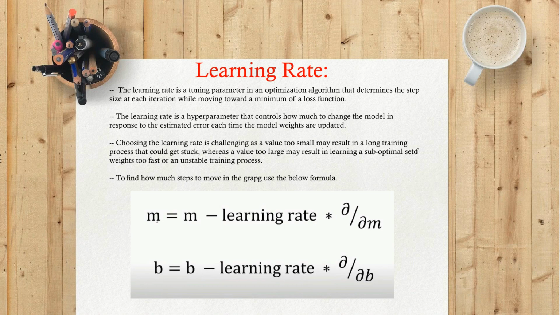Choosing the learning rate is challenging, as a value too small may result in a long training process that could get stuck, whereas a value too large may result in learning a suboptimal set of weights too fast, or an unstable training process. To find how many steps to move in the graph, use the below formula.